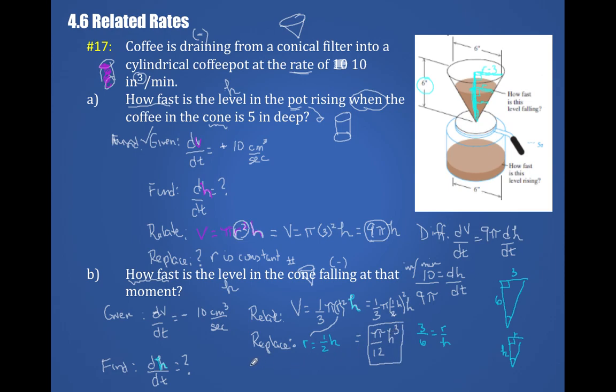Finally, I'm ready for calculus. Differentiate, bring down the 3. You bring down the 3 in front, cancel out, you get pi over 4. Copy over the H, subtract 1 from the exponent, and spit out the derivative of H with respect to time. Put in your given, isolate your find. Whoops, forgot to put dV/dt over here, sorry about that.